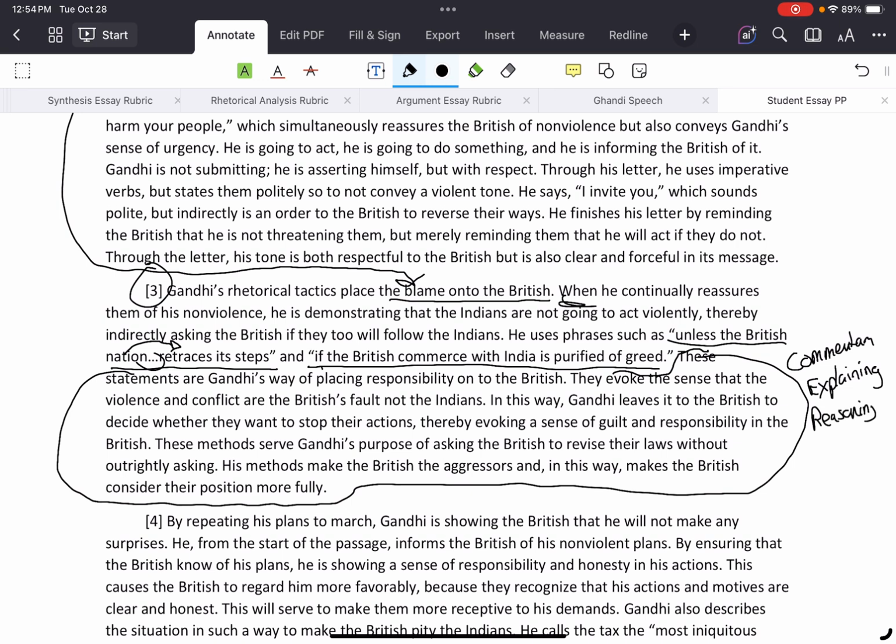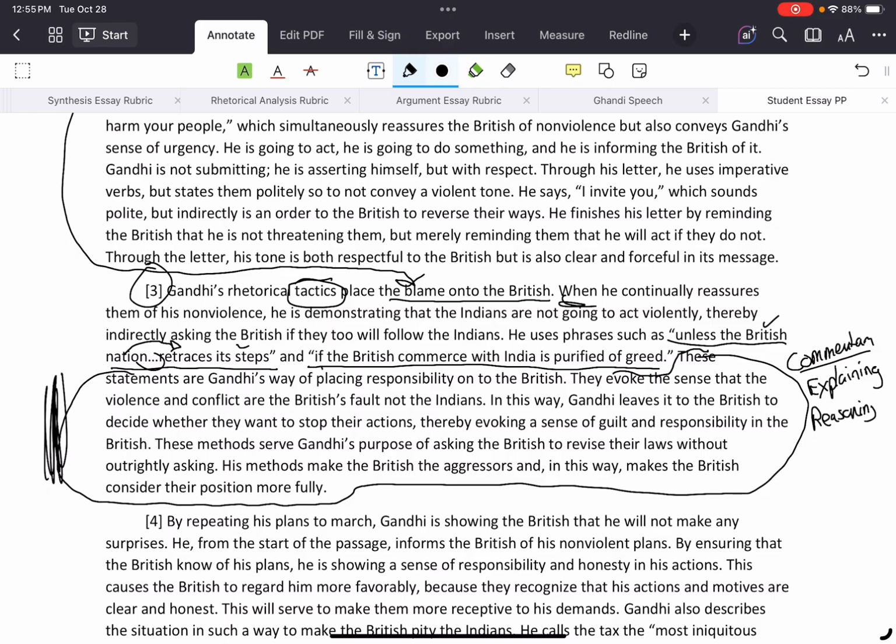But let's look at how this kid is explaining, hey, why did I just use these quotes up here, to show that one of Gandhi's tactics is to blame the British. Here he goes. And I think this is great. These statements are Gandhi's way of placing responsibility onto the British. They evoke the sense that the violence and conflict are the British's fault, not the Indians'. In this way, Gandhi leaves it to the British to decide whether they want to stop their actions, thereby evoking a sense of guilt and responsibility in the British. These methods serve Gandhi's purpose of asking the British to revise their laws without outrightly asking. His methods make the British aggressors and, in this way, makes the British consider their position more fully.